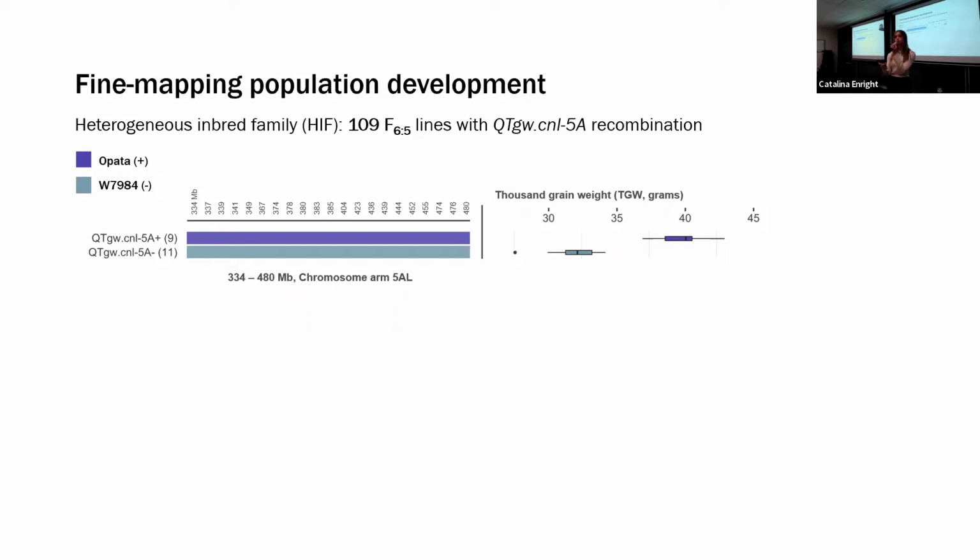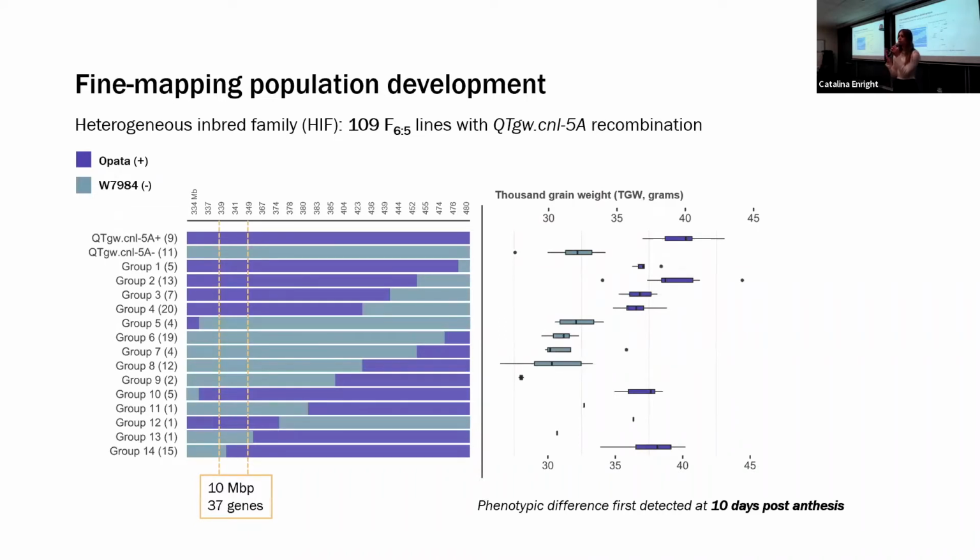So the positive controls, purple Opata, are associated with a greater grain weight on the right-hand side of the graph. And then the W7984 alleles in teal are associated with our negative control, as they have the lesser grain weight. And we could then zoom out and look at all the different recombination events that we resolved in our fine mapping population. And through a process of elimination, we can start to associate the positive Opata alleles with a greater grain weight, and then genomic regions that have the W7984 teal alleles and a lesser grain weight. We validated this with t-tests as well and narrowed our QTL to a 10 megabase pair region, flanking 37 genes.